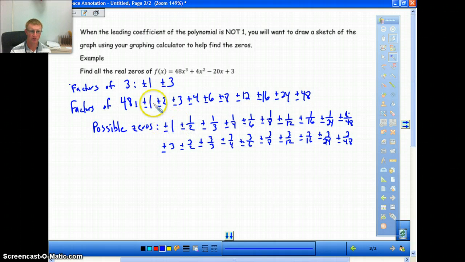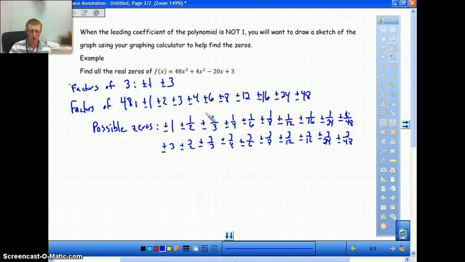As you can see, what I did was I did 1 over 1, 1 over 2, 1 over 3, 1 over 4, 1 over 6, 1 over 8, etc. all the way down, and then 3 over 1, 3 over 2, 3 over 3, all the way down. So this is a lot of zeros, and we're not going to go through and check all of these using our synthetic division.